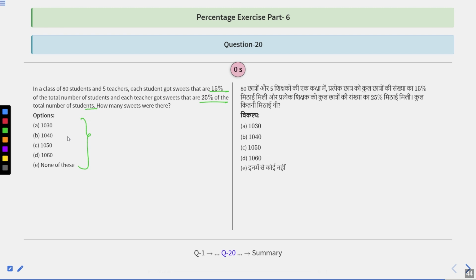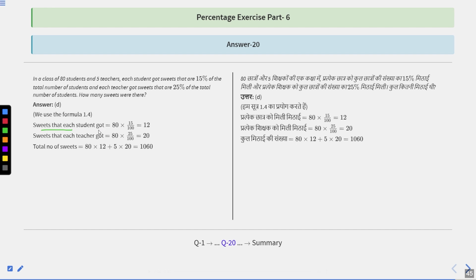Now time's up. Let's see the solution. Sweets that each student got, which is 15% of the total students. Total students is 80, so 80 multiplied by 15 upon 100, which is 12. Sweets that each teacher got, which is 25%, becomes 20. So the total number of sweets will be 80 multiplied by 12 plus 5 into 20, which becomes 1060. So D is the correct answer.